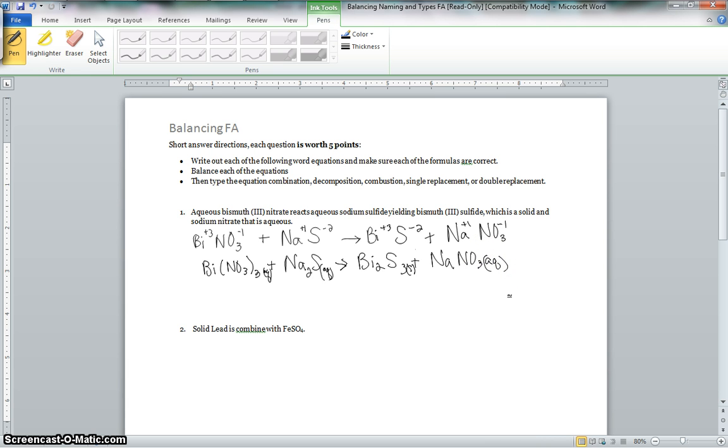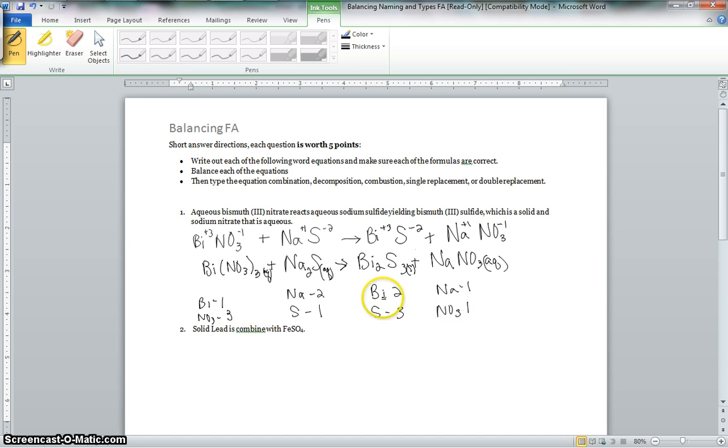Now let's look at balancing. When we balance this, we have to make sure that we have the same number of Bi's on both sides, same number of NO3s, same number of sodiums, and same number of sulfurs on each side. So on this side we have Bi, we have 1 of those. NO3s, we have 3 of them. I know that from this number right here. Sodiums, I have 2, and sulfurs, I have 1. On this side, Bi's, I have 2, sulfurs, I have 3, sodiums, I have 1, and NO3s, I have 1.